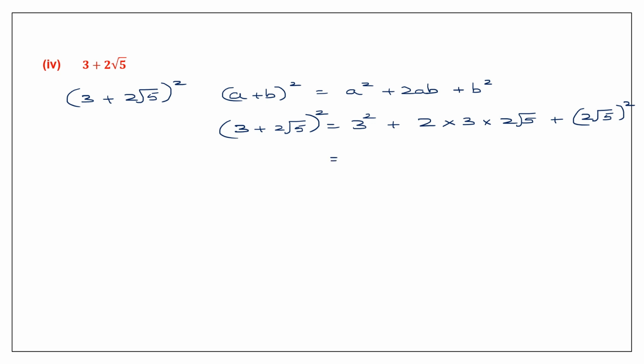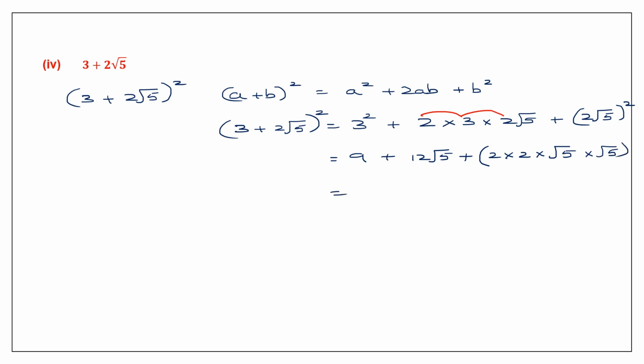Now let's simplify this. 3 threes are 9, plus here we can multiply 2 into 3 into 2. 2 threes are 6, 6 twos are 12. So this becomes 12 root 5 plus. Now here let's expand this to make it easier. I'm going to retain the brackets. So I'll leave the brackets here. Now 2 root 5 the whole square means 2 square, that is 2 into 2, into root 5 square, that is root 5 into root 5.